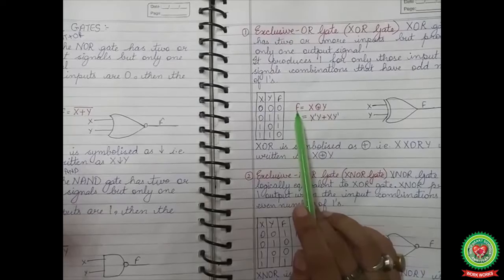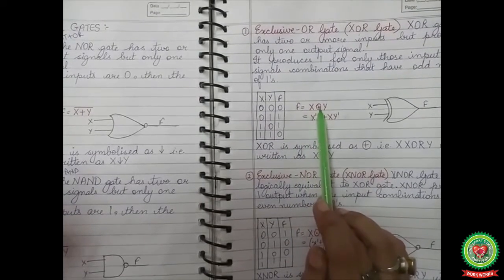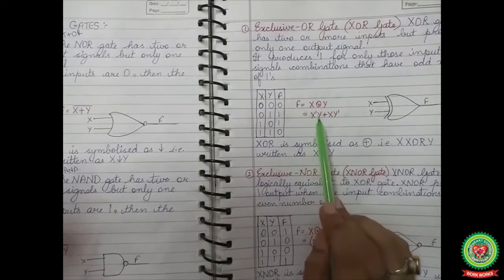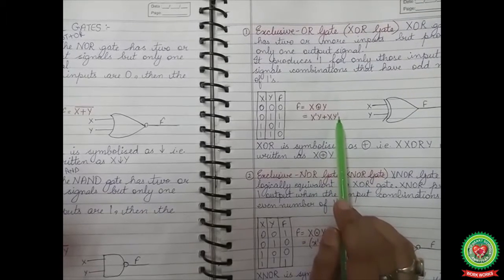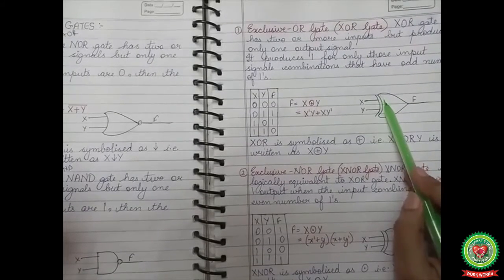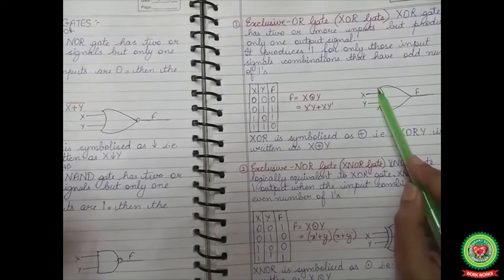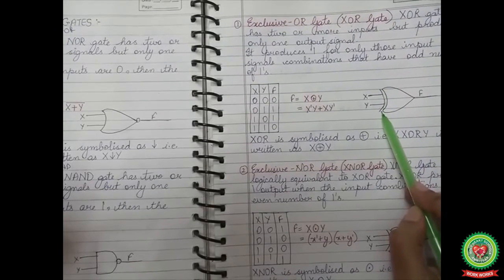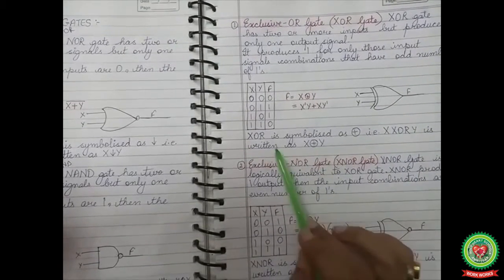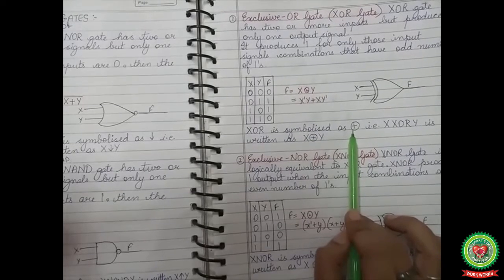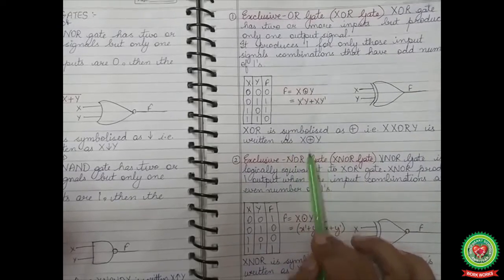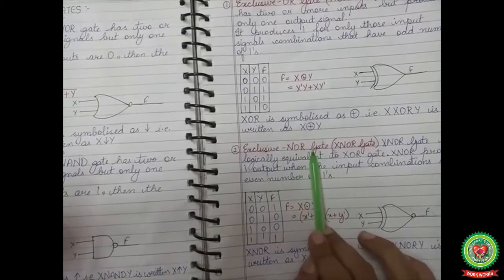The XOR gate is represented as f equals x, then a plus in a circle sign, y. This expression can be x bar y plus x y bar. We have already done this expression. It is represented in the diagram like this: this is your OR gate and then a half semicircle, an arc. X and y are two input signals and f is the output. So XOR is symbolized as a plus in a circle sign, that is, x XOR y is written as x circle plus y.